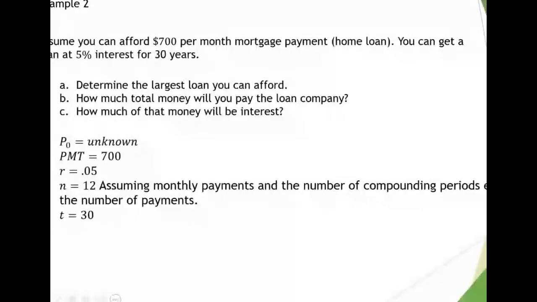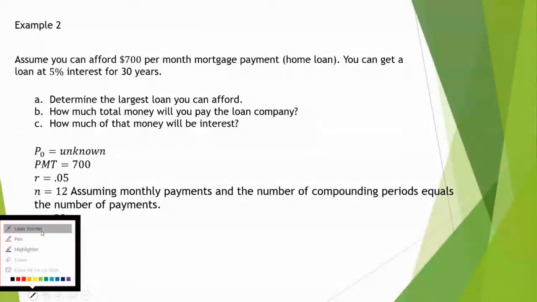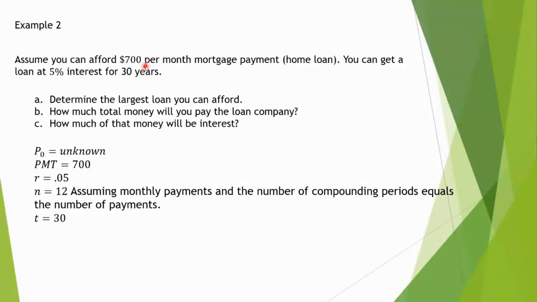So let's say somehow you know that you can pay $700 a month towards a loan. I called it a mortgage payment, but in the end it's just any kind of loan we're dealing with. It could be a car payment loan if you want, although I don't know if that's how much people pay each month for a car loan. But anyway, let's say you know you can pay $700 a month.